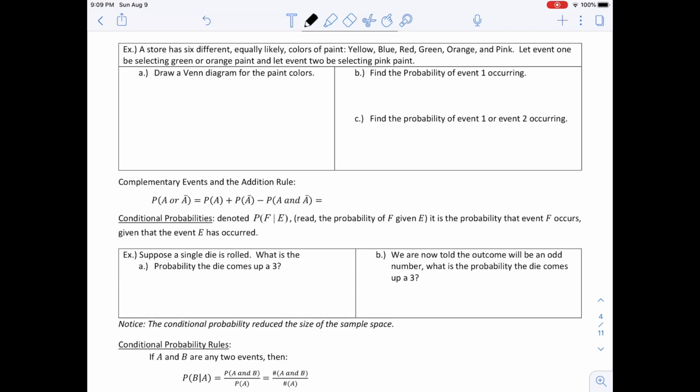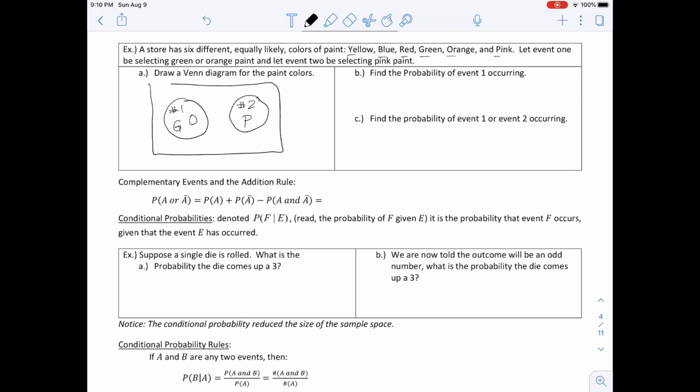The next example says a store has 6 different equally likely colors of paint. This time we have yellow, blue, red, green, orange, and pink. Let event 1 be selecting green or orange paint, and let event 2 be selecting pink paint. So this time, if you notice, we don't have anything in common between our two events. So when I draw my Venn diagram, I'm actually going to draw 2 circles that have no overlap. I'm going to call the first one number 1 for event 1 and number 2 for event 2. And event 1 was selecting green or orange. And then event 2 is selecting pink.